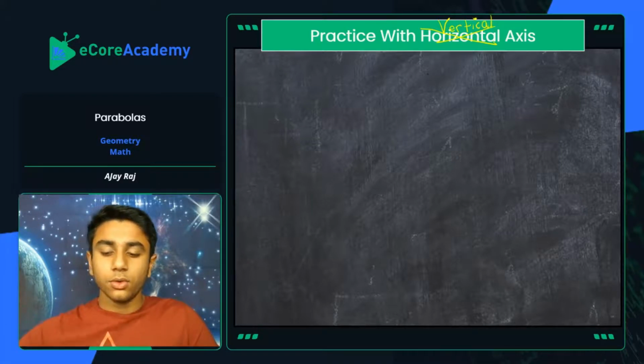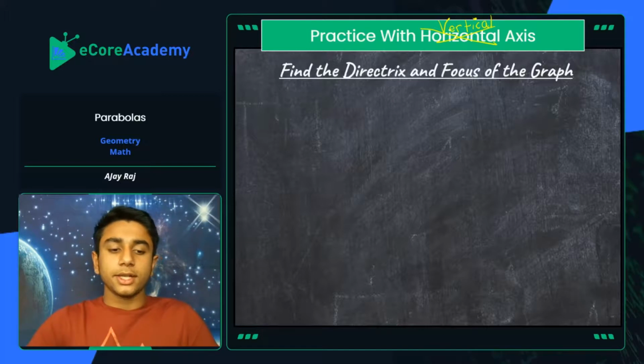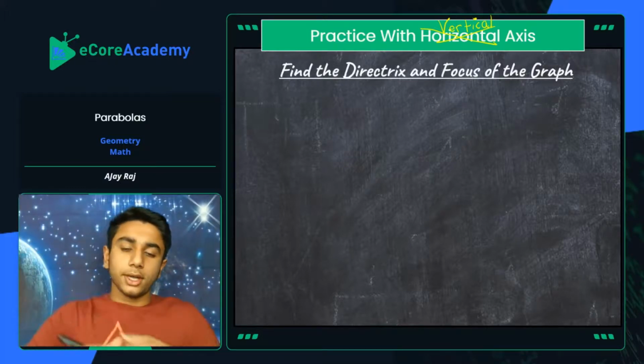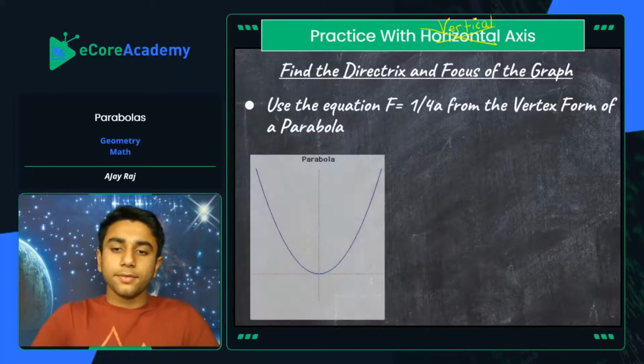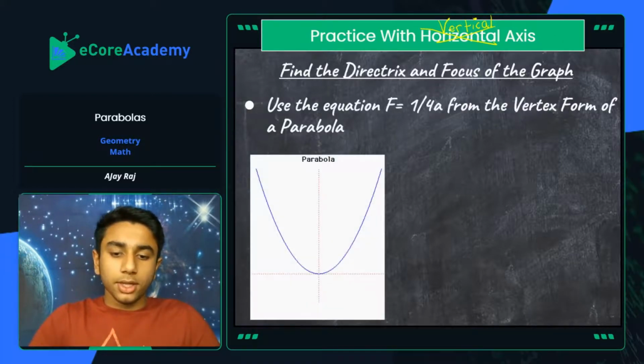Focusing on vertical only for today. Vertical axis meaning it's moving, it's going up or down. So we're going to find the directrix and focus of the graph. So this is our given parabola here.